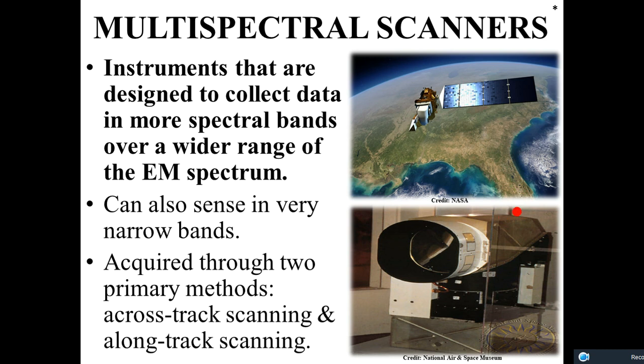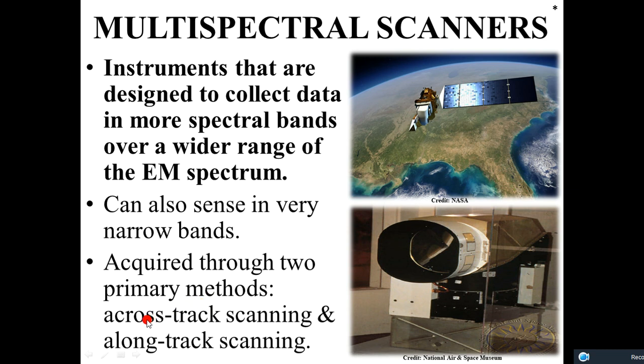These are the instruments that are designed to collect in more spectral bands over a wide range of electromagnetic spectrum. Within these scanners or the sensors, we can sense very narrow bands. These are also known as scanners because they are scanning some area, the way we scan some images, some photographs, or some notebook copies, or some notes that you have jotted down in copies. So there are primarily two types of scanners.